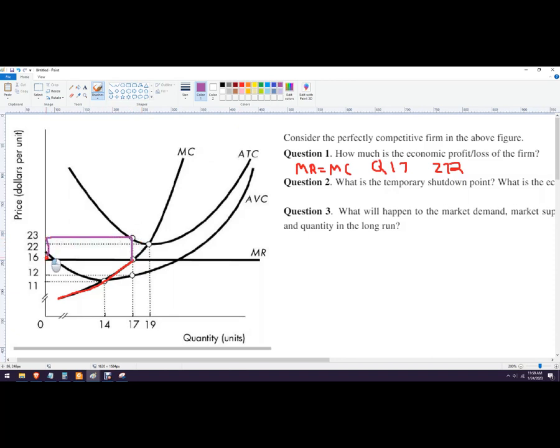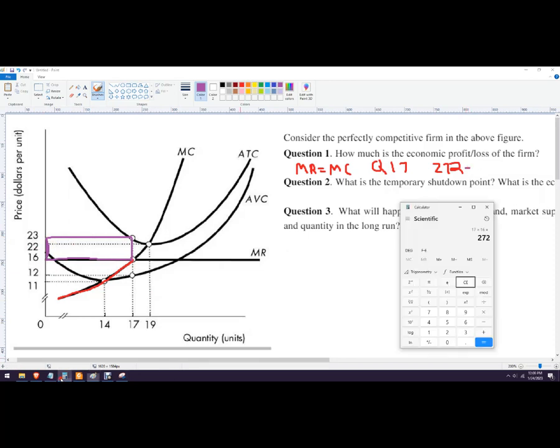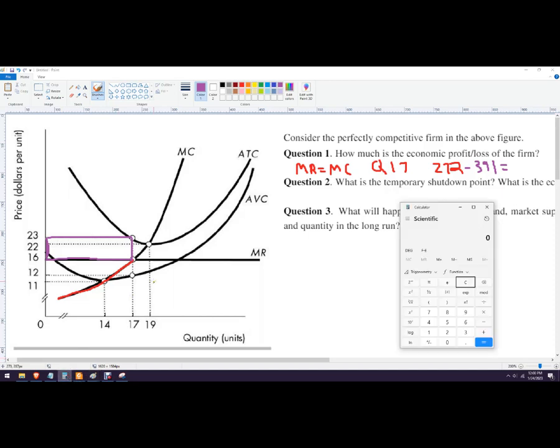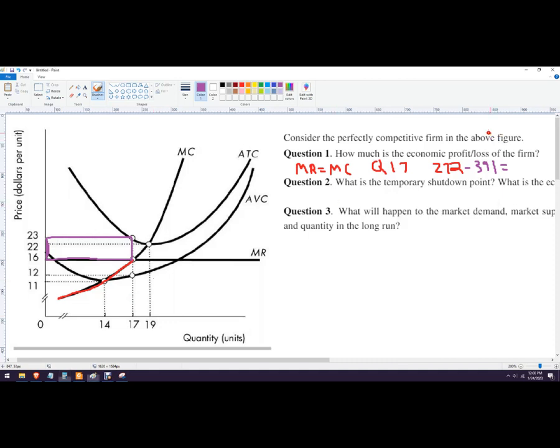So actually, the loss here is the area of this purple rectangle. So that's the difference there. You could do it a couple ways. You could also calculate 17 times 23. That would give us the total cost, 391. It's going to be negative because this firm is earning a loss. Or we could say 23 to 16, so they lose $7 on each product. So it would be 7 times 17, and that would be 119. So they're going to suffer a loss of 119.